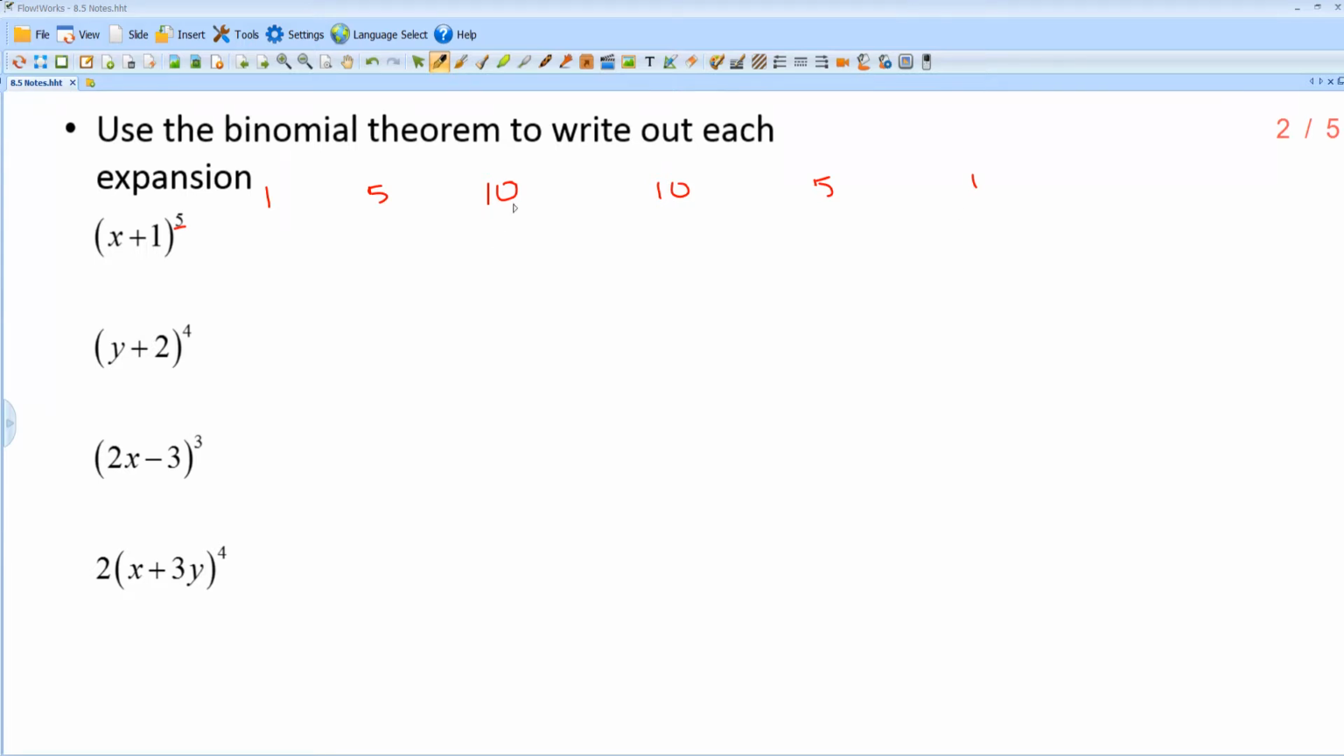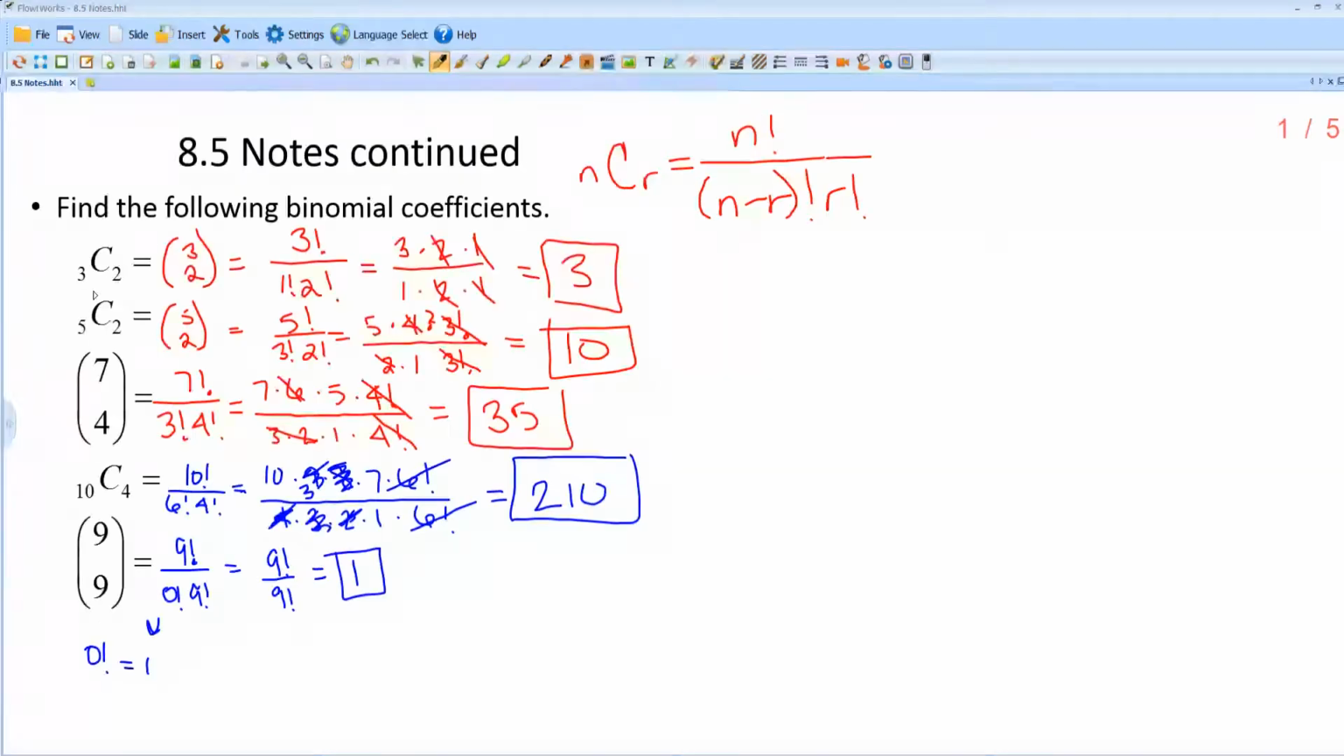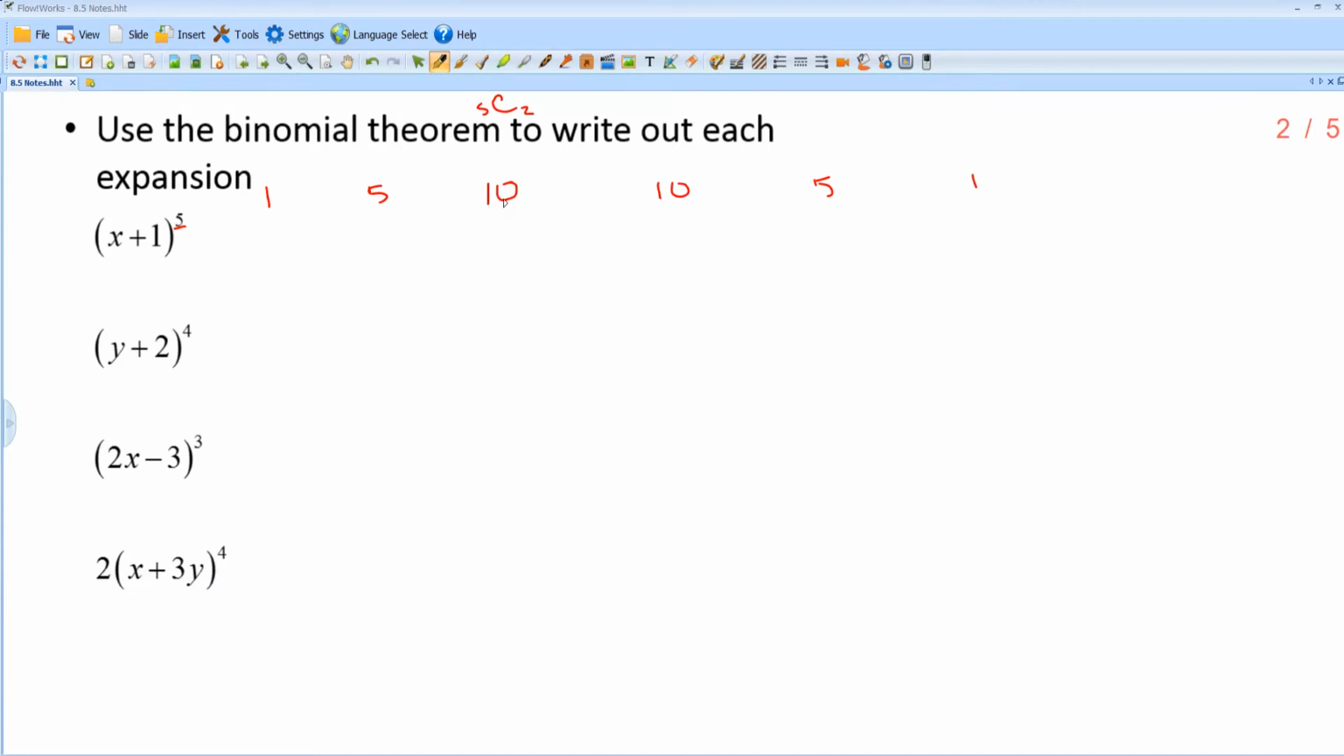And let's say you didn't know this 10. This is also the same as just 5 choose. This is the 3rd term, which means the R value is 2. So if you did 5 choose 2, which I think we did here, you get 10. Amazing. Okay, so that's going to be our binomial coefficients.